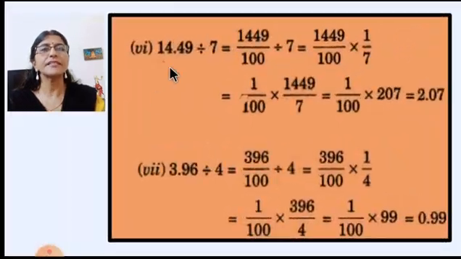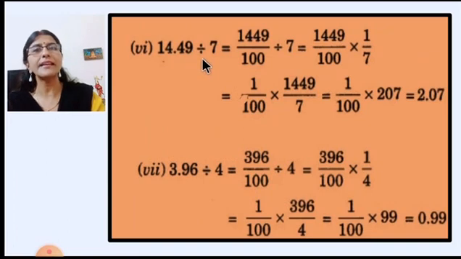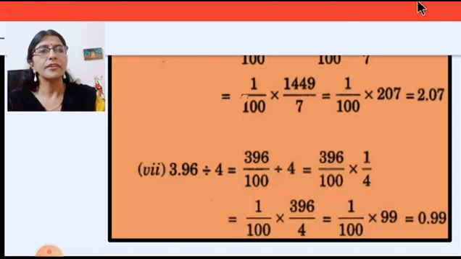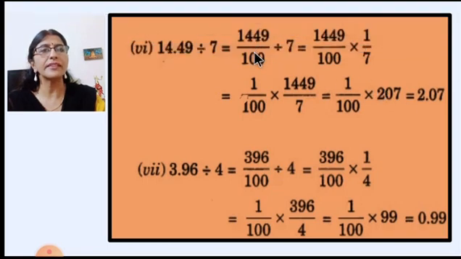So the first question is written here: 14.49 divided by 7. First we will convert it into a fraction. When you convert 14.49 into a fraction, we will see the decimal places. There are two decimal places, so we'll multiply numerator and denominator by 100. Here there is nothing, so we'll write 1 into 100. Directly also we can write that the point has been removed. You can see here it is gone. So you will get 1449 upon 100 divided by 7.